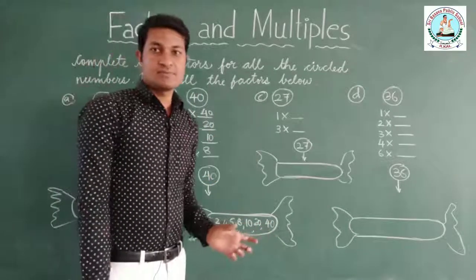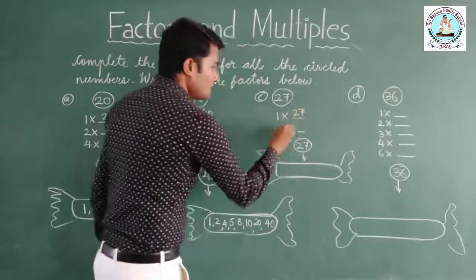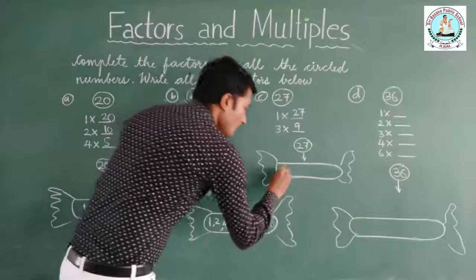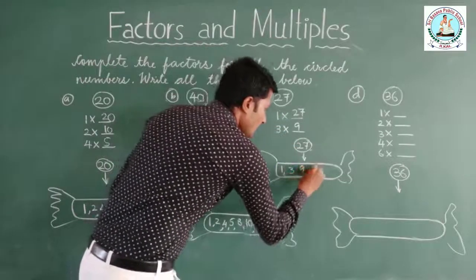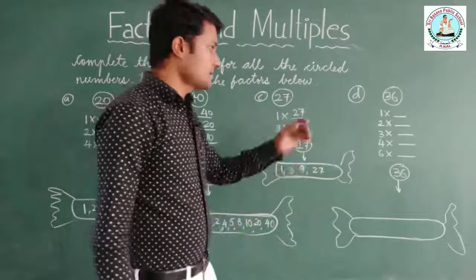Now let us list out the factors of 27. 1 times 27 is 27, 3 times 9 is 27, and these are the factors: 1, 3, 9, 27. So these are the factors of 27 we have listed now.